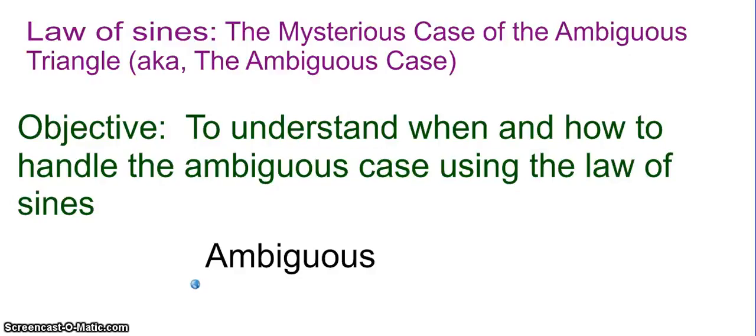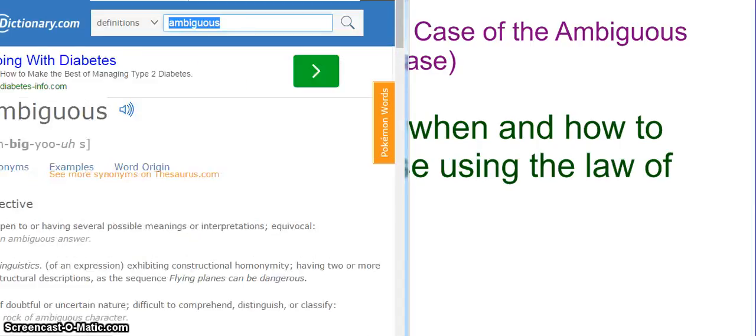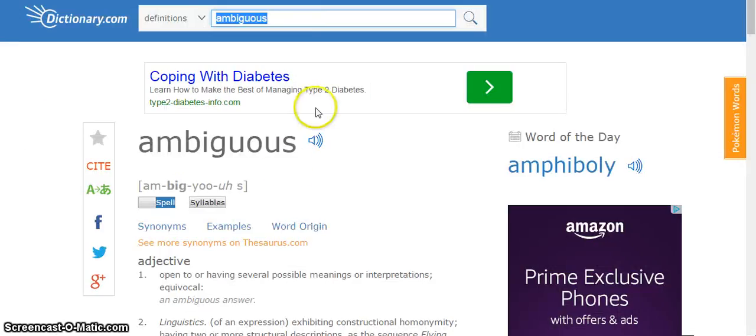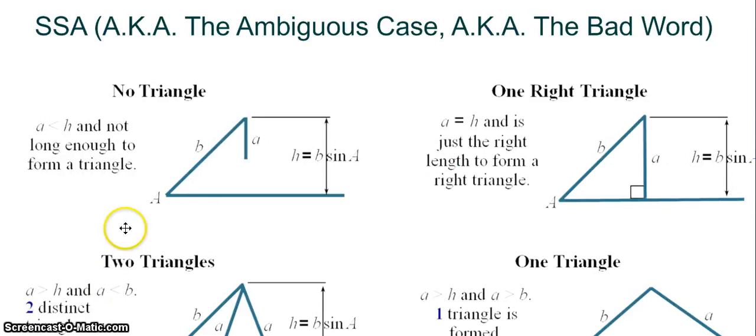All right, now we're on to the ambiguous case. What does that mean? So let's look at dictionary.com's definition of ambiguous. Ambiguous: open to or having several possible meanings or interpretations. All right. Yeah, that works. So, okay. What does it mean?